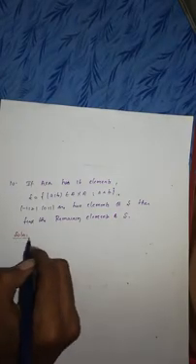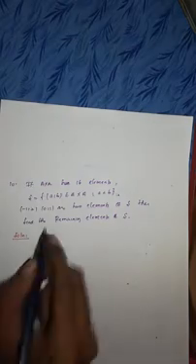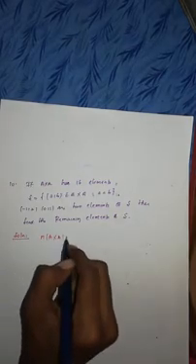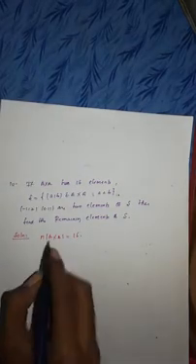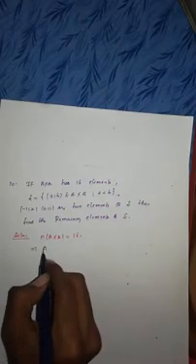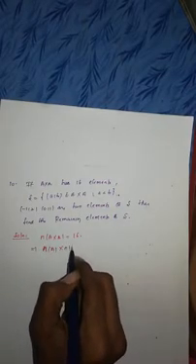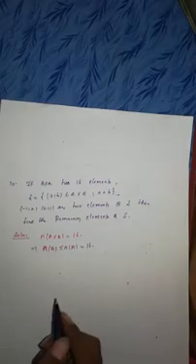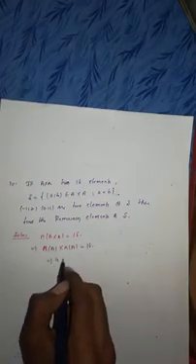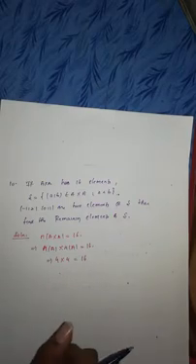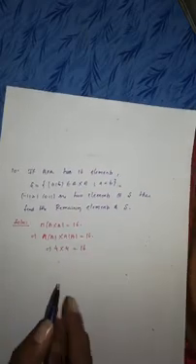Solution: A cross A has 16 elements, so n of A cross A is 16. It denotes n of A into n of A is 16. So n of A will be 4 times 4 equal to 16. We want to multiply two same numbers and the answer should be 16, which is possible only if n of A is 4.